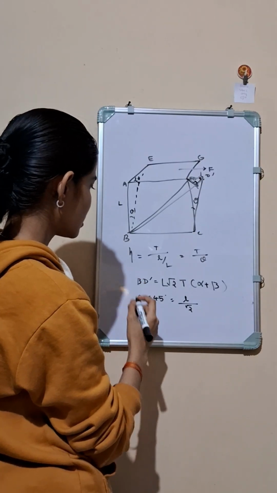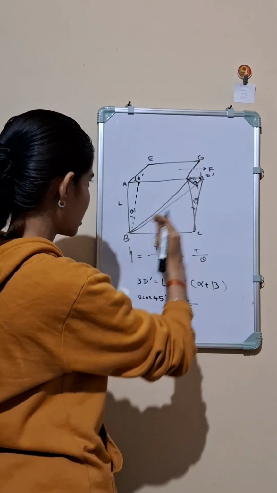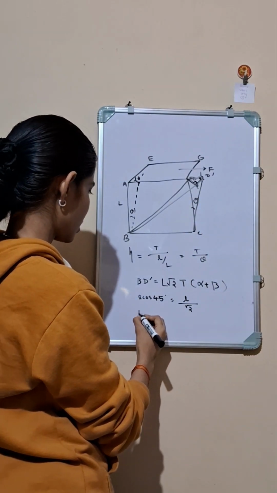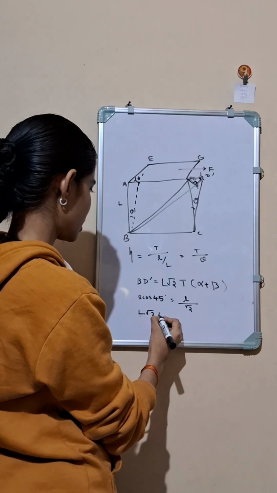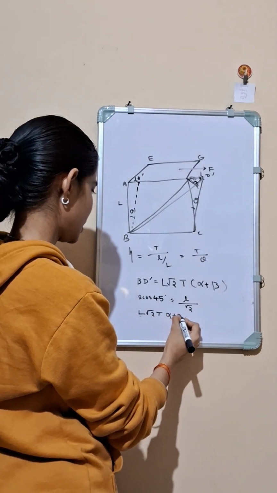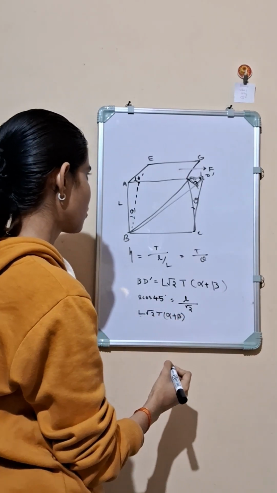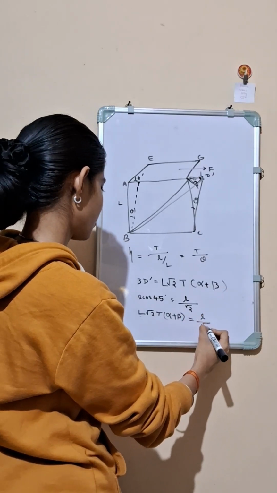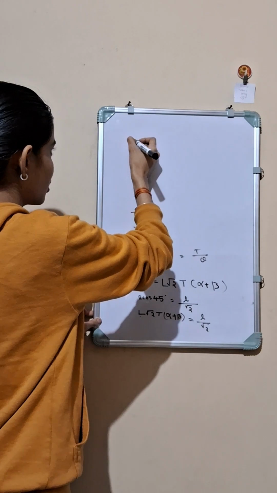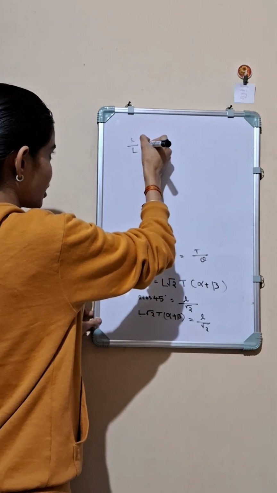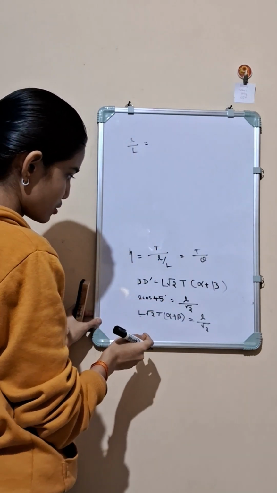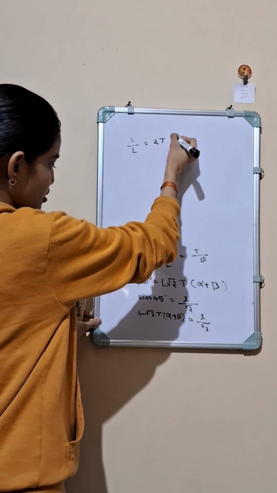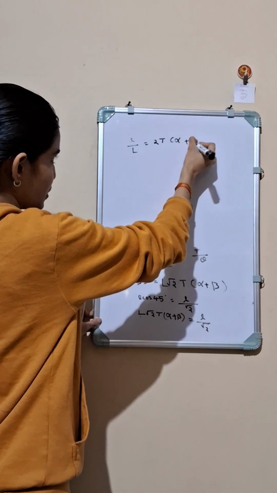The increase along BD will be equal to L root 2 T into alpha plus beta, which is equal to L by root 2. So we can get the value of the strain, small l by capital L, which will be equal to 2T into alpha plus beta.